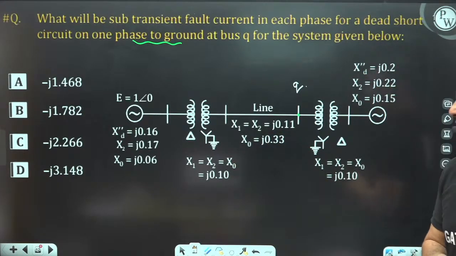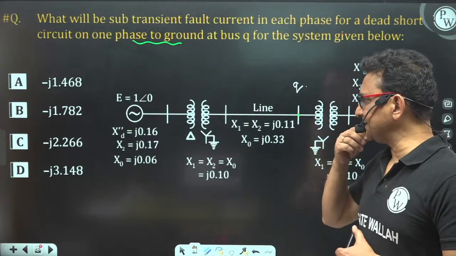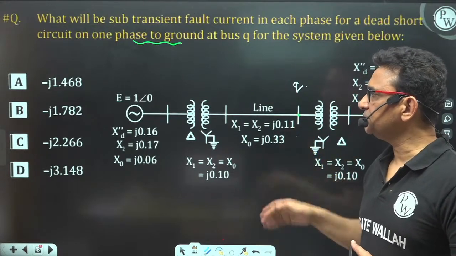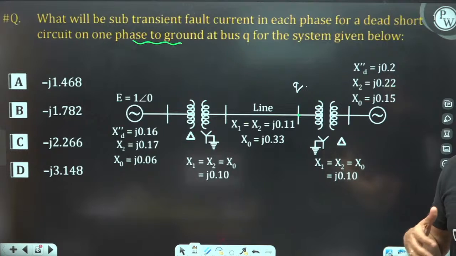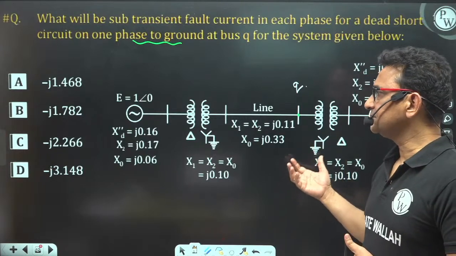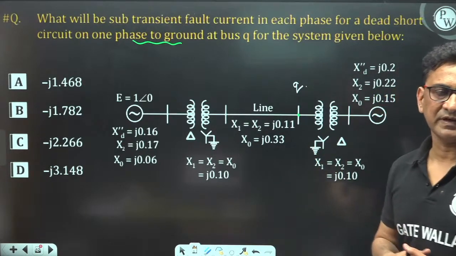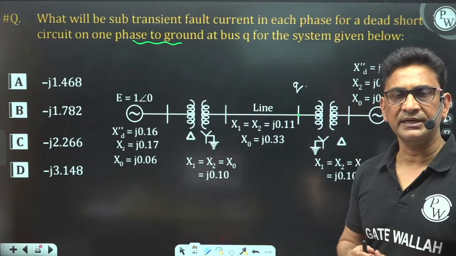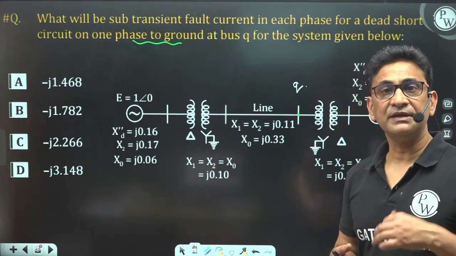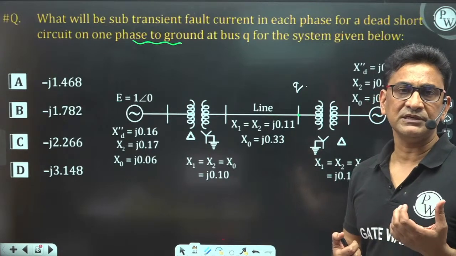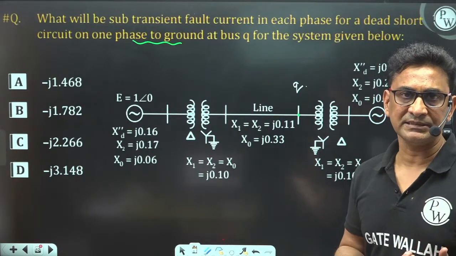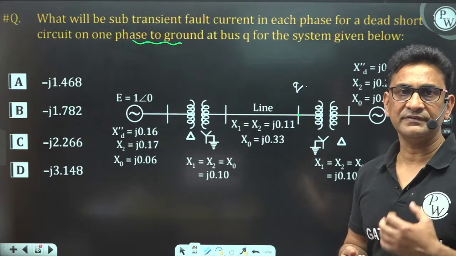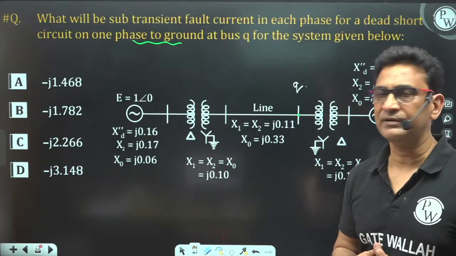By this question you will know how we can draw the positive sequence network, negative sequence network and the zero sequence network. In the line to ground fault we require all three types of network, and these three networks will be connected in series. Then we have to find out the positive sequence Thevenin equivalent impedance, the negative sequence Thevenin equivalent impedance, and the zero sequence Thevenin equivalent impedance.